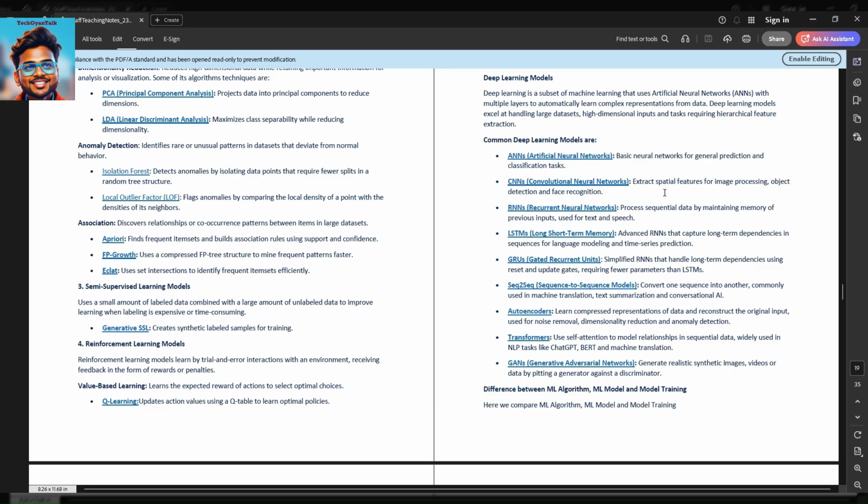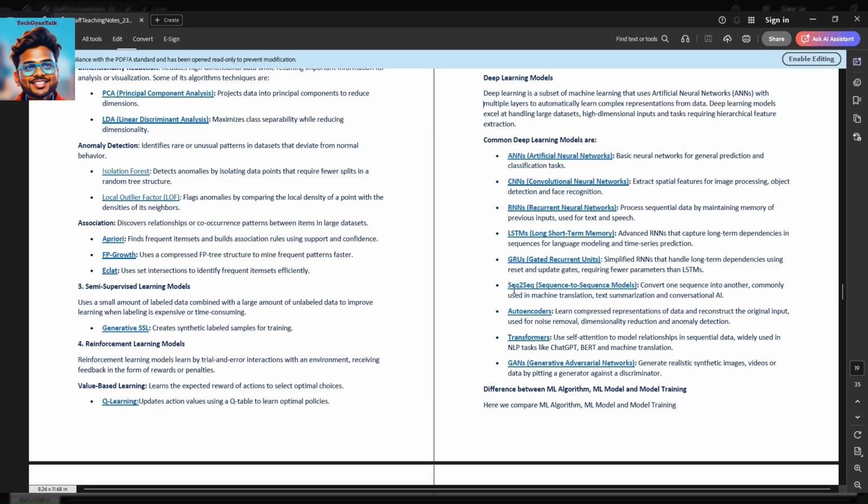object detection, and face recognition. RNNs, recurrent neural networks, process sequential data by maintaining memory of previous inputs, used for text and speech. LSTMs, long short-term memory, are advanced RNNs that capture long-term dependencies in sequences for language modeling and time series predictions. And also GRUs, gated recurrent units, a simplified RNN that handles long-term dependencies using reset and update gates, requiring fewer parameters than LSTMs.